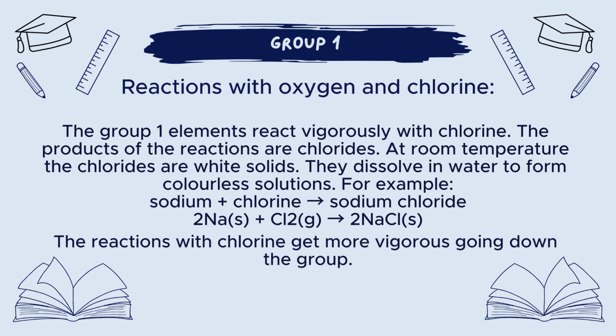The Group 1 elements react vigorously with chlorine. The products of the reactions are chlorides. At room temperature, the chlorides are white solids. They dissolve in water to form colourless solutions. For example, sodium plus chlorine gives you sodium chloride. The reactions with chlorine get more vigorous going down the group.